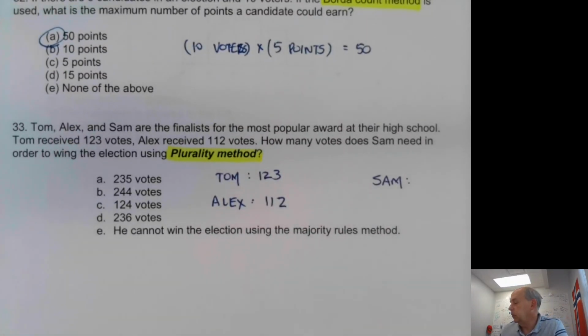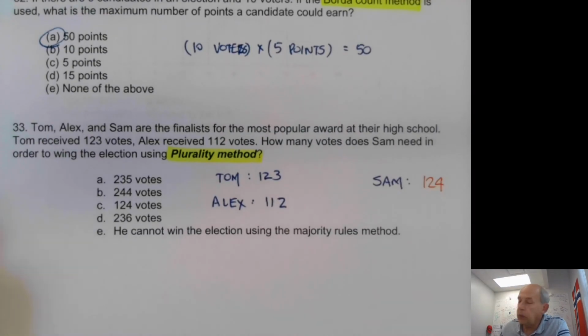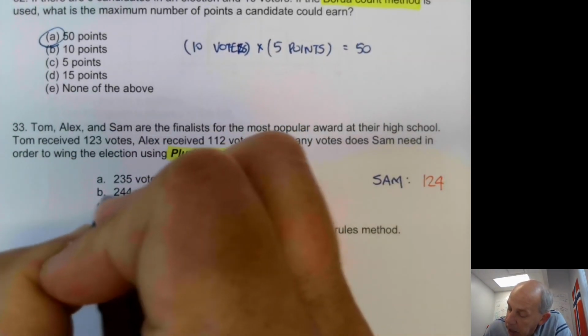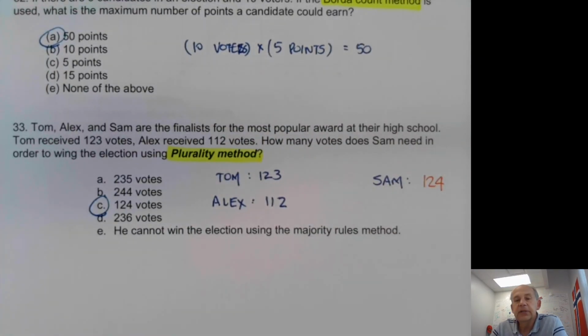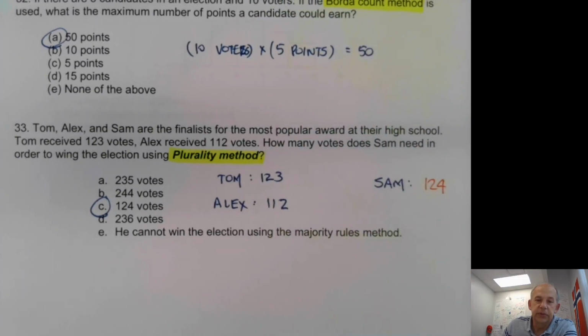33. Tom has 123 votes. Alex has 112 using the plurality method. This is nice and easy. Sam would need 124 because whoever has the most votes wins. If Sam can accumulate 124 votes, Sam would be the winner because Sam would have the most number of votes.